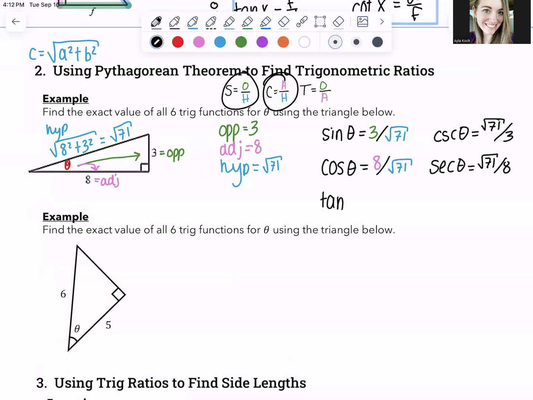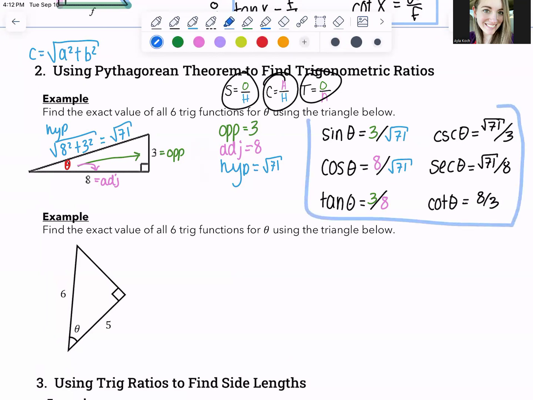Last but not least, we have tangent of theta. Tangent is opposite over adjacent. Opposite side is 3. The adjacent side is 8. So tangent of theta is 3/8. Its soulmate is cotangent. And the reciprocal of 3/8 is 8/3. Boom.